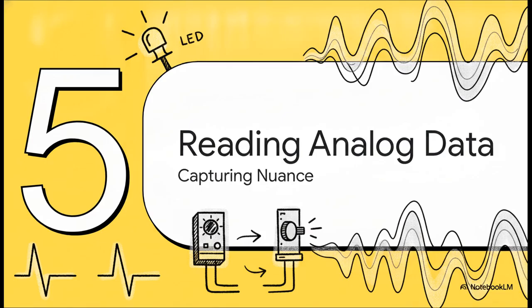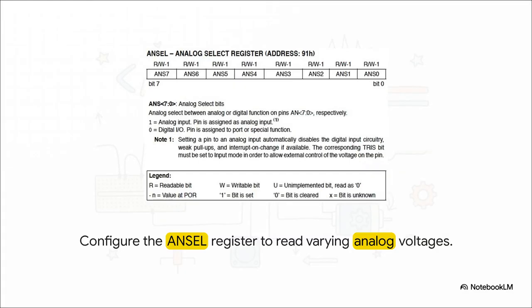And finally, Section 5. Reading analog sensor data. Blinking LEDs is cool, but the real world isn't just digital ones and zeros. To read a nuanced sensor, like a thermometer that outputs a smoothly varying voltage depending on the temperature in the room, we can't just read a simple high or low. We have to look to the ANSEL, or analog select register. Setting these specific bits to a 1 tells the microcontroller to stop looking for simple digital signals and instead prepare to read complex varying analog voltages on those exact pins.